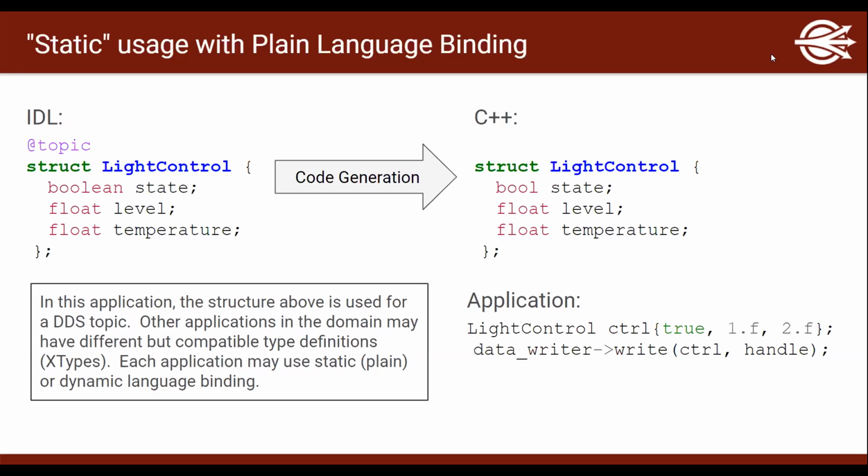So the application, when it's writing, instantiates an instance of light control and then sends that to the typed writer. So even if a reader has a slightly different definition of light control, say it has an extra member that it wants, and it is willing to default that extra member, then it would be compatible with a writer that doesn't have that member, and vice versa. The writer can define more fields than what the reader expects.